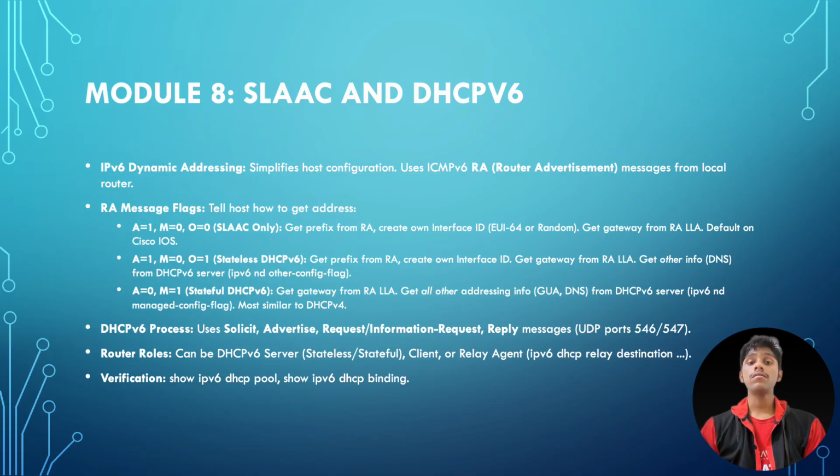So Cisco routers can be configured to act as DHCPv6 servers, clients, or relay agents, supporting all these different methods. So this is all covered in module 8.